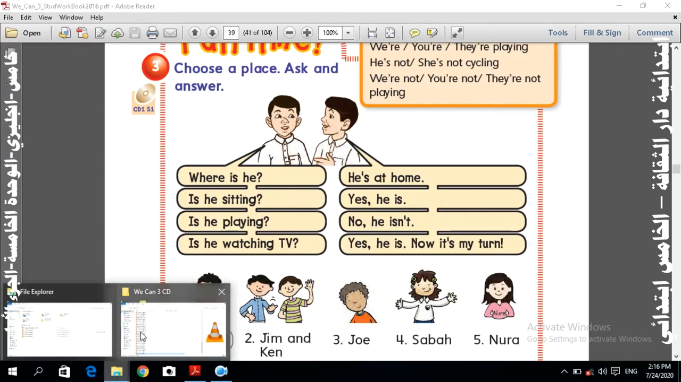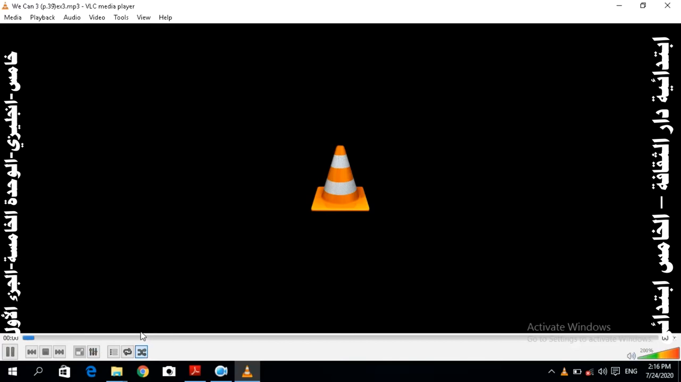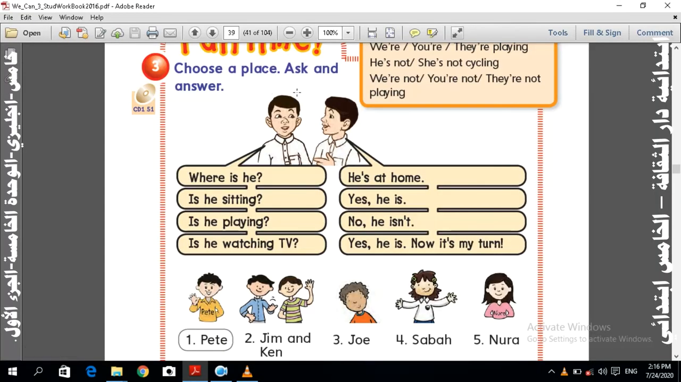Page 39. Fun time. Exercise 3. Choose a place. Ask and answer. Where is he? He's at home. Is he sitting? Yes, he is. Is he playing? No, he isn't. Is he watching TV? Yes, he is. Now it's my turn.